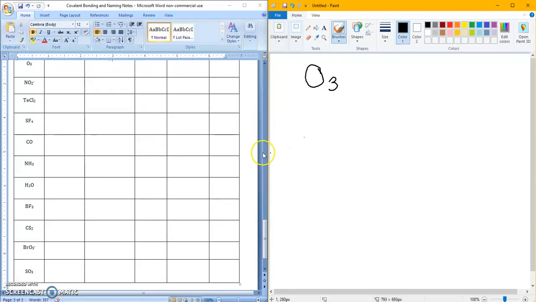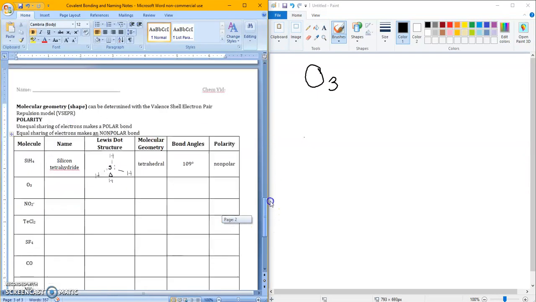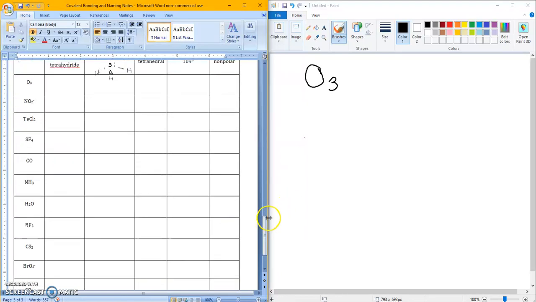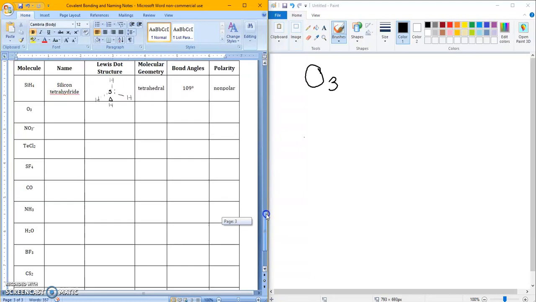Welcome to a very special edition of ChemVid, where we will be going over the second part of our Lewis dot structure notes, and I will just be going into a little more detail about how to draw these guys and name them and everything like that.